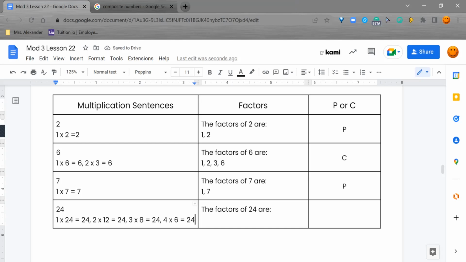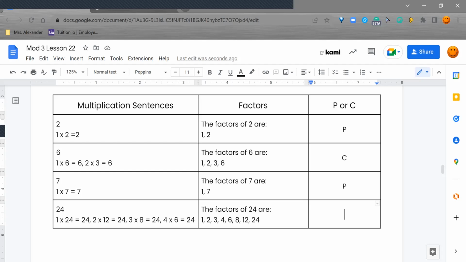Look at all those numbers. So remember, we're writing the numbers from least to greatest. So I have 1, 2, 3, 4, 6, 8, 12, 24. So is my number prime or composite? Well, I know prime is 1 and itself, and I have 1 and itself, but I have more numbers. So that means it's composite.